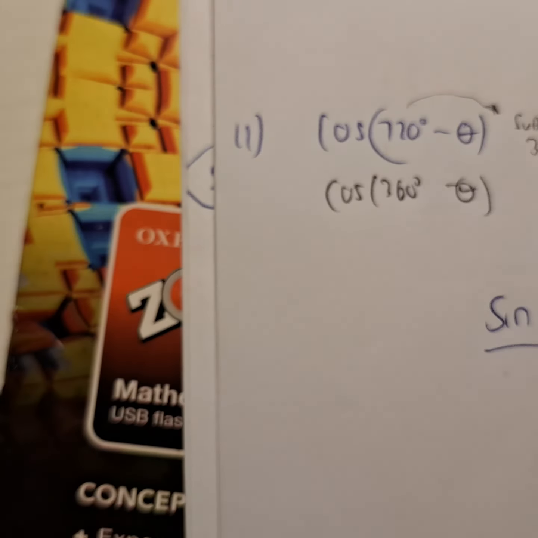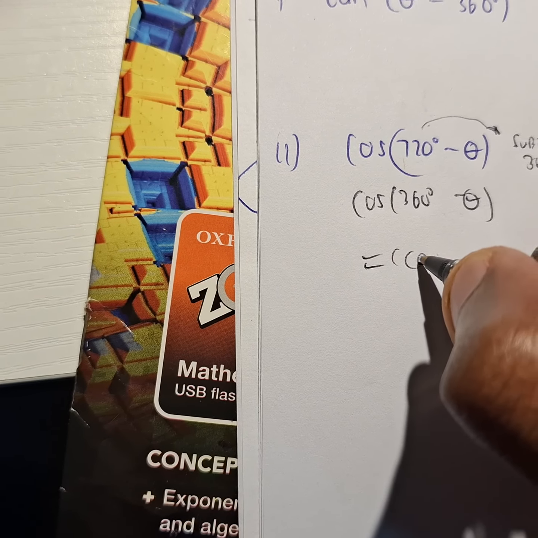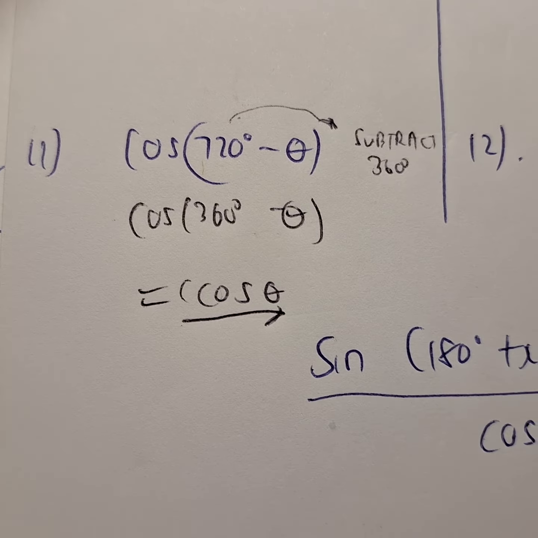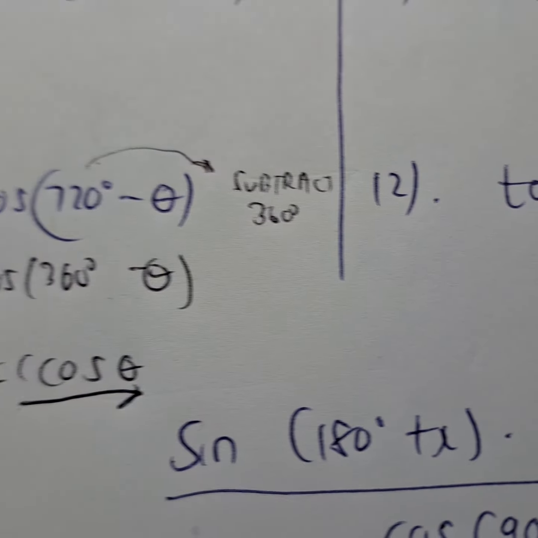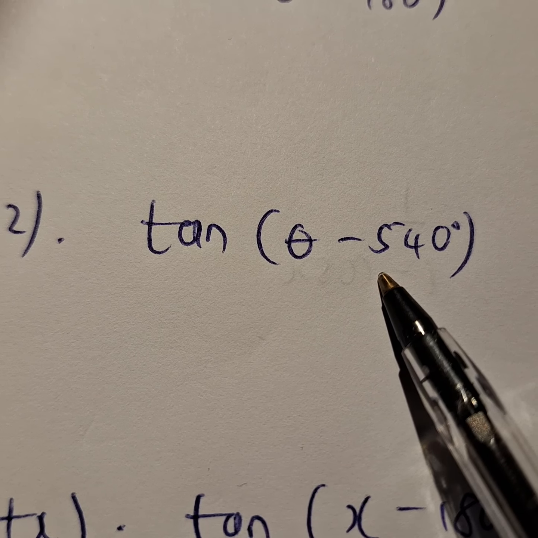Then 360 minus theta is in the fourth quadrant. How is cos? It is positive, so cos theta. I hope you guys can see this. Same thing here. Angle is negative 540.